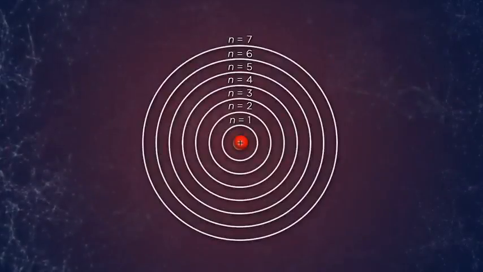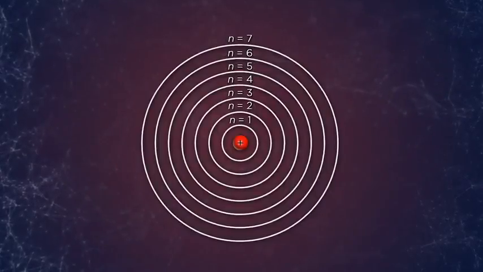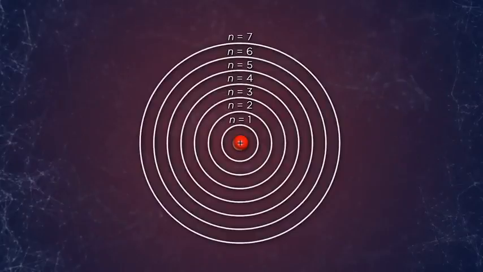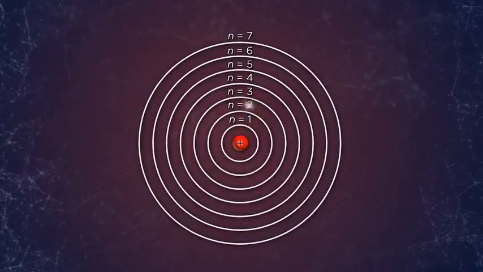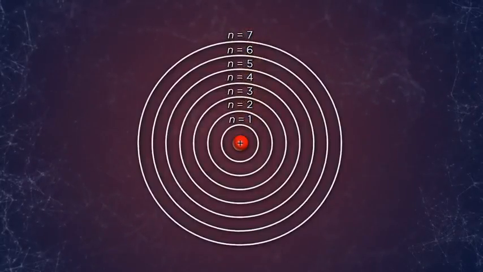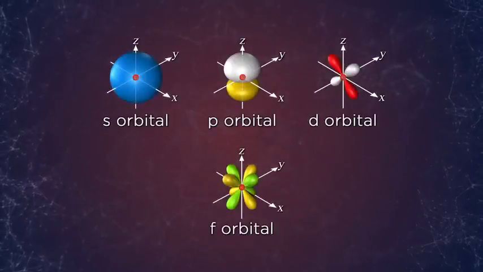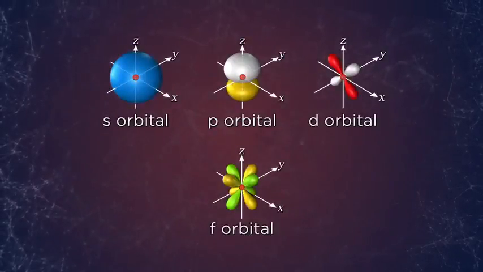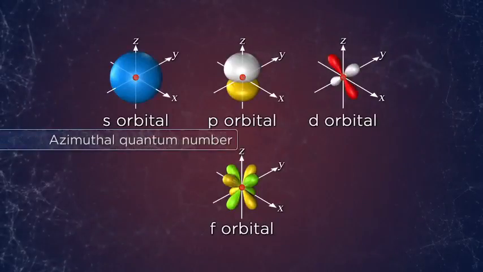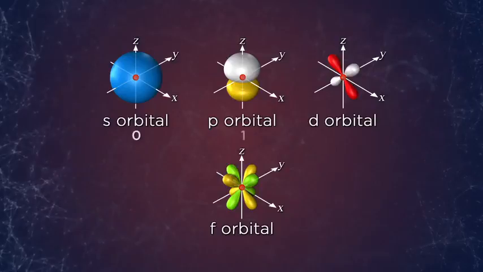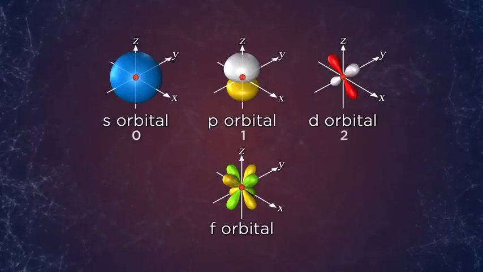The first of these is size, which is represented by the principal quantum number n. n begins with 1 for the first principal level, 2 for the second, and so on. Next is the shape of the orbital, or the subshell to which it belongs. This is defined by what we call the azimuthal quantum number. In this case, a 0 represents an s subshell, 1 represents p, 2 for d, and so on.